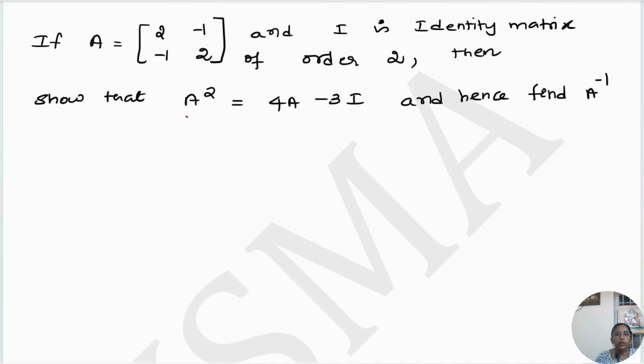Our next question is, matrix A is given with order 2 and the identity matrix is also order 2. Then show that A square is equal to 4A minus 3I. This is the first part, and hence find A inverse. This is our second part.